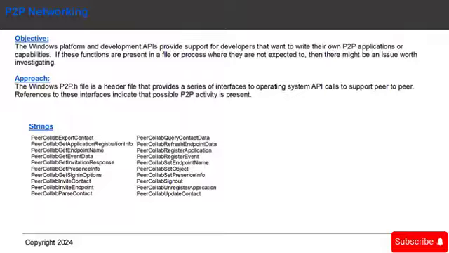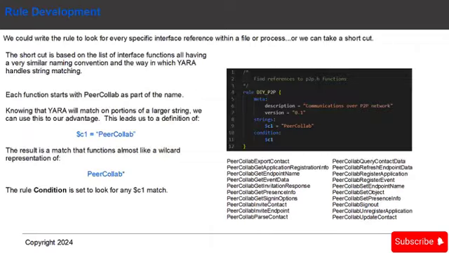You can see a list of the strings that we're going to look for here. They all start with PeerCollab, and then there's a pattern here where that prefixes the name of the command or the function that you want to invoke. So very developer friendly. Now, our rule could look for all of these, but we're going to take a shortcut here. And the shortcut is based on that naming convention. It's based on the fact that the list of interface functions all have this very similar naming convention. And that's what we're going to use with our YARA rule.